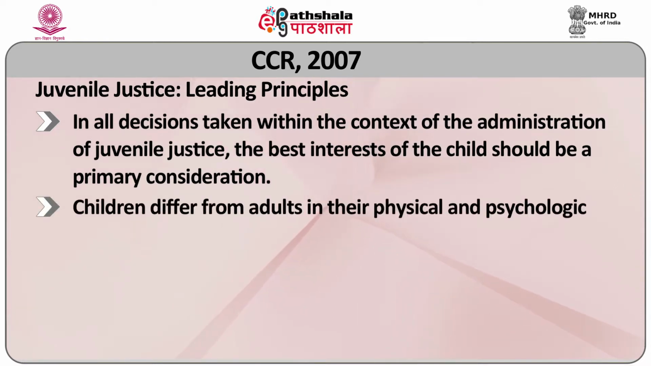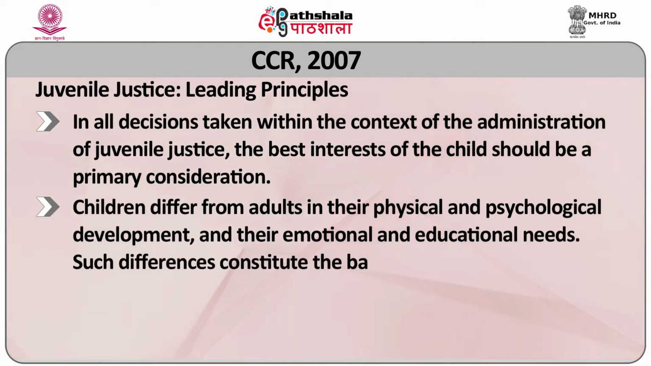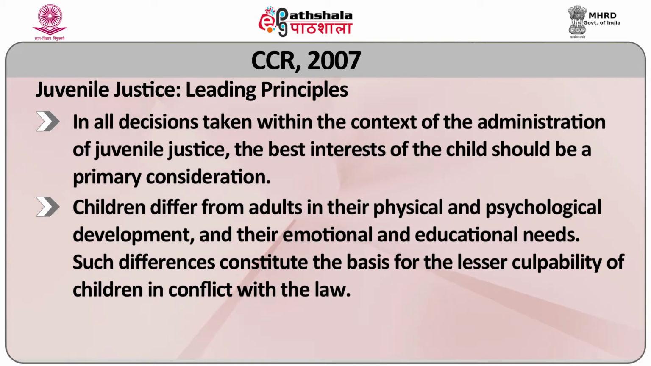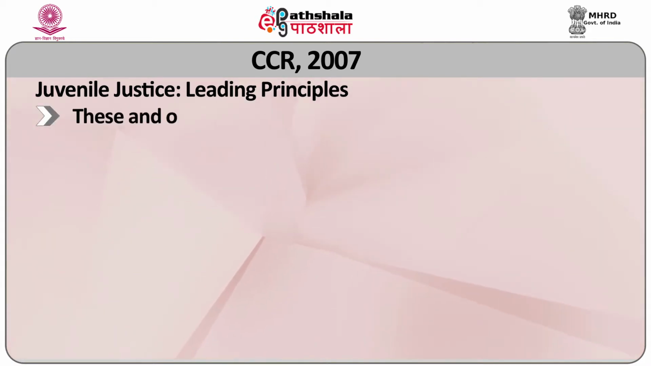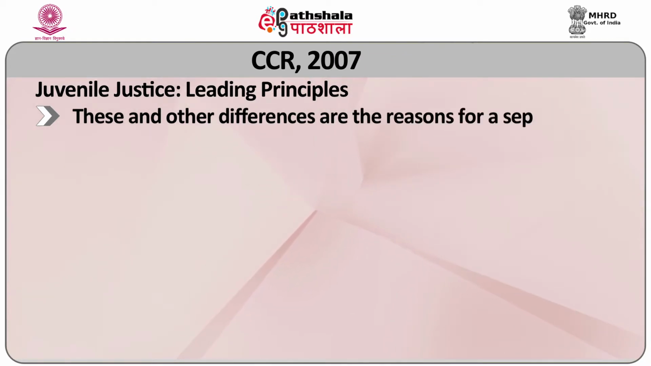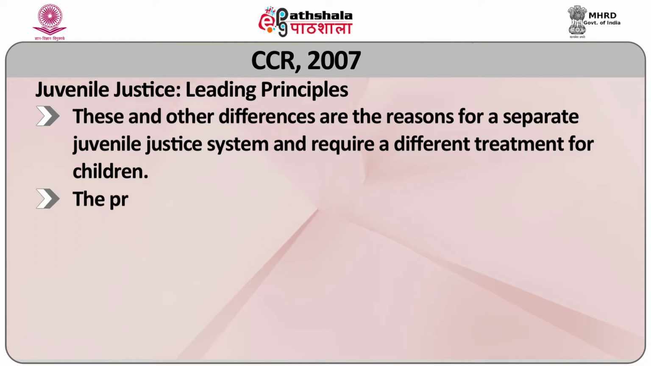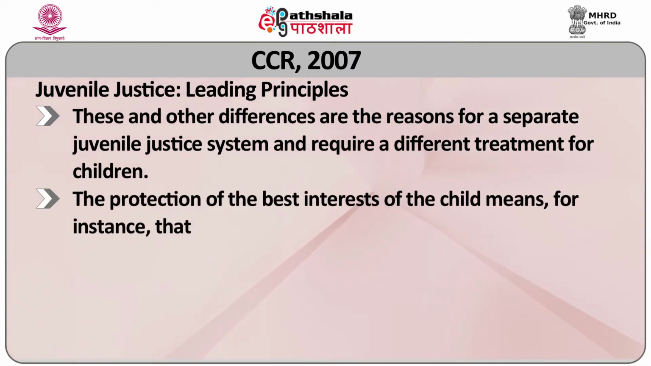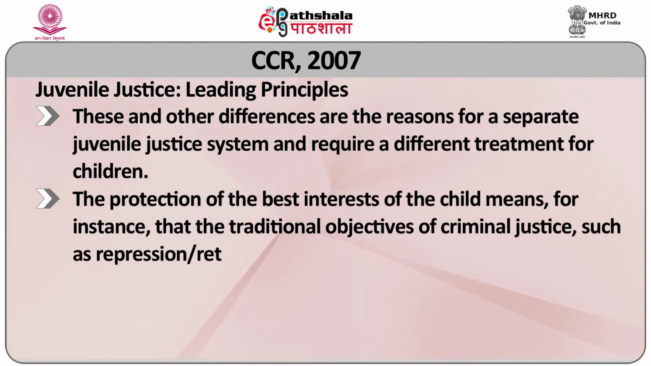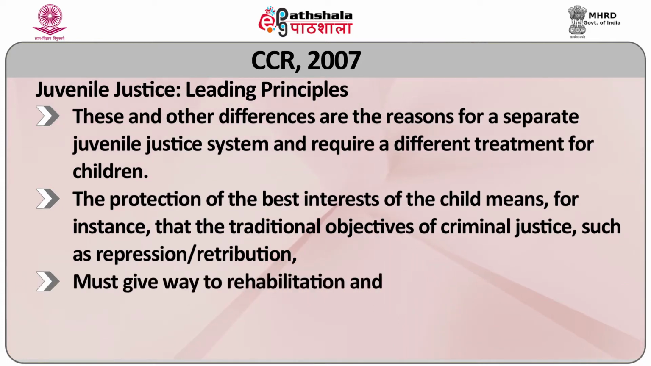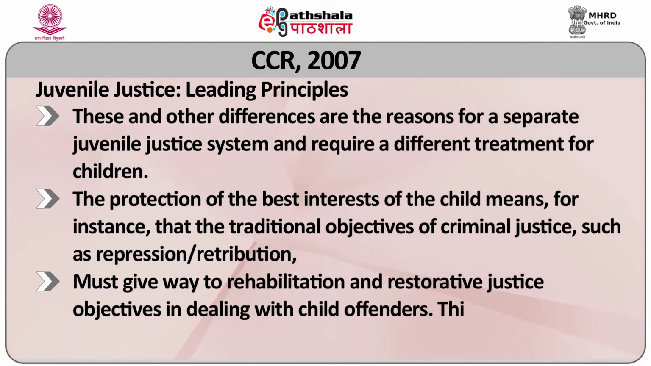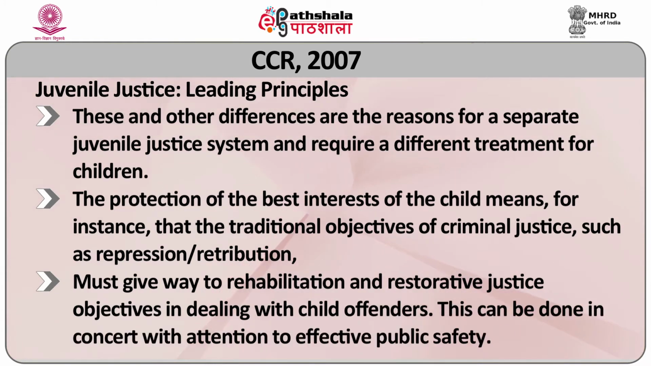Children differ from adults in their physical and psychological development and in their emotional and educational needs. Such differences constitute the basis for the lesser culpability of children in conflict with the law. These and other differences are the reasons for a separate juvenile justice system, and this is why a different kind of treatment is required for children. The protection of the best interest of the child means, for example, that the traditional objectives of criminal justice such as repression and retribution must give way to rehabilitation and restorative justice objectives in dealing with child offenders. This can be done in concert with attention to effective public safety.